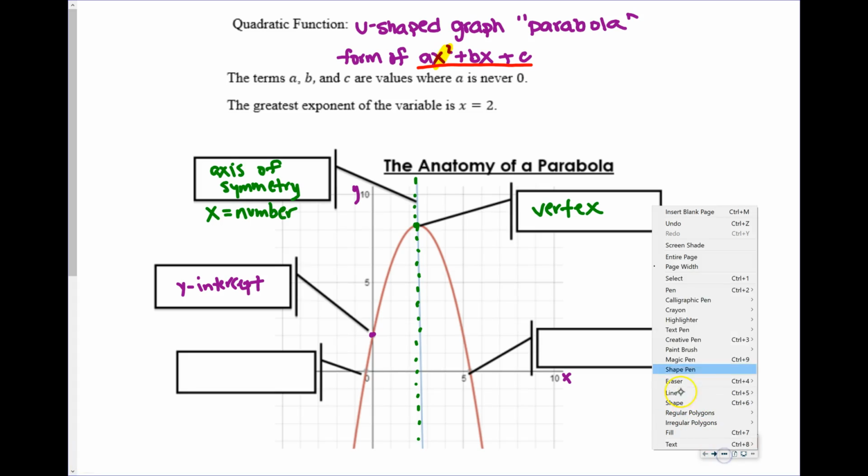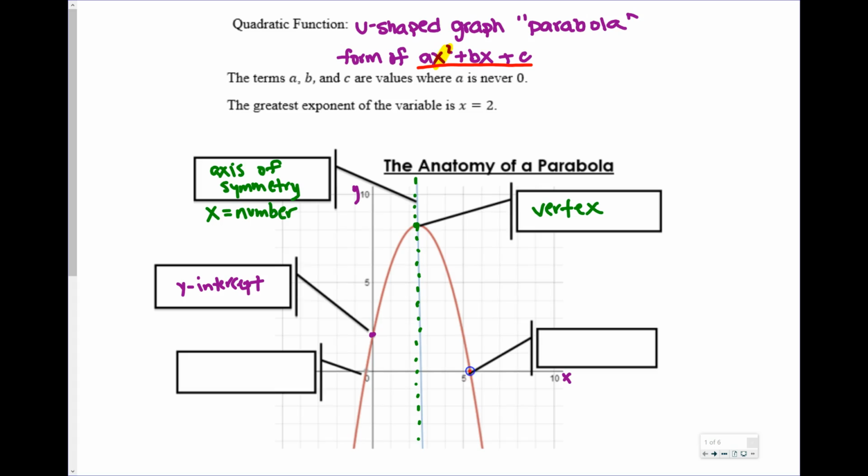And your last two important features go together. That's this point right here and this point right here. Now these 2 points are crossing at the x-axis, so we call these points x-intercepts. Okay, because that's where it touches the x-axis. There's also another name for this. It's called a zero. So x-intercepts and zeros mean the same thing. If I say find a zero, I'm asking you to find where the x-intercept is.